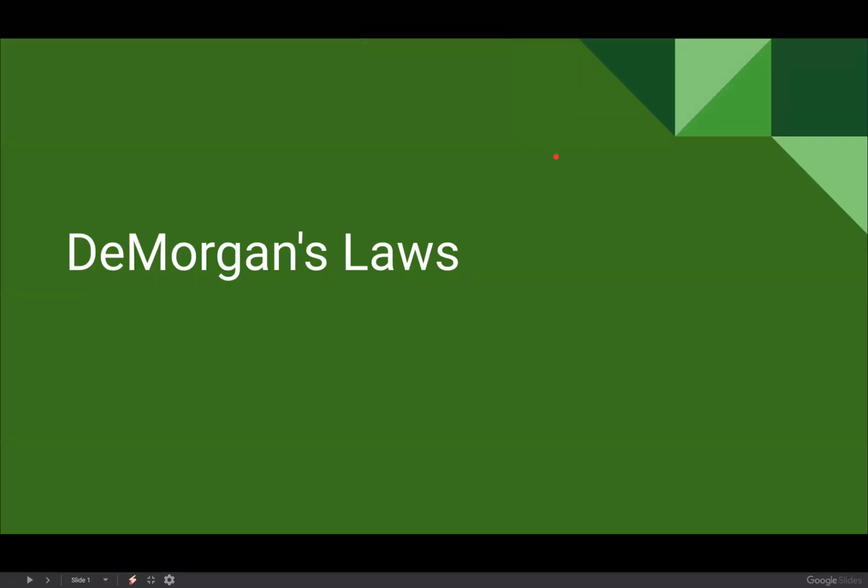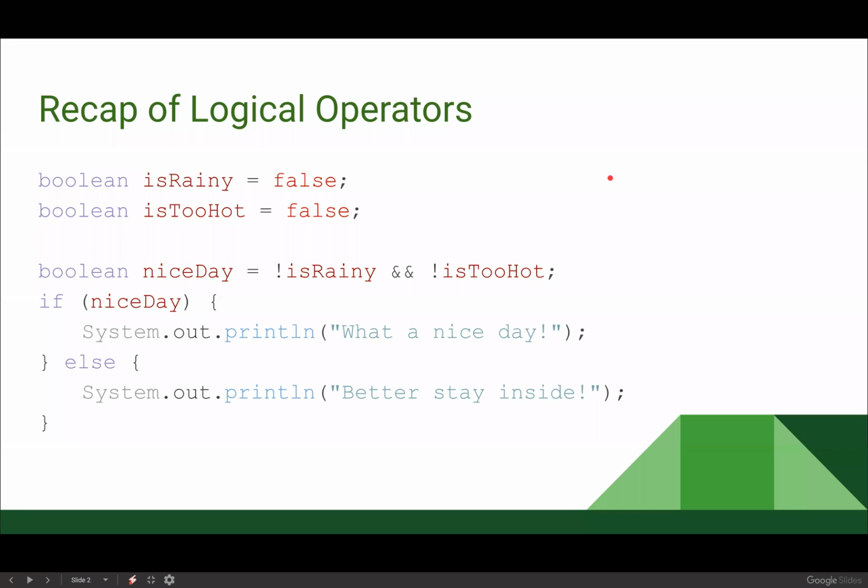Today's meeting. All right, today we are talking about a concept called DeMorgan's laws. So, to recap our discussion of logical operators from last time, if I have two Booleans, is rainy and is too hot, and my nice day is going to equal not is rainy and not is too hot.